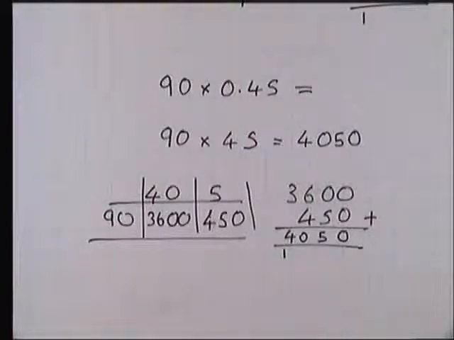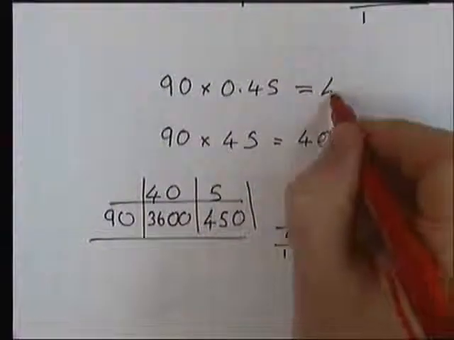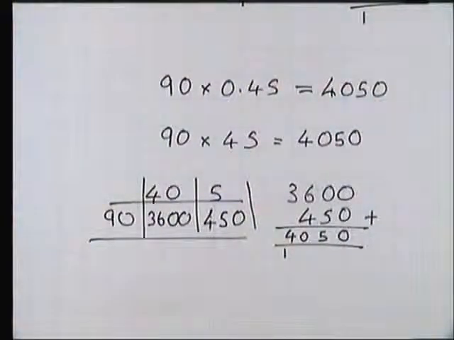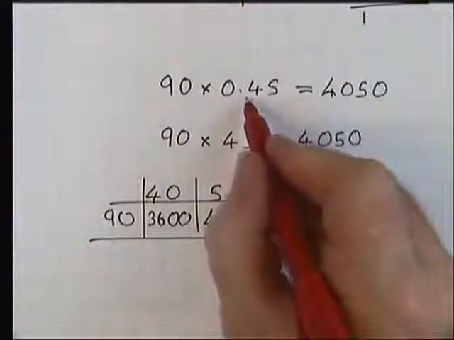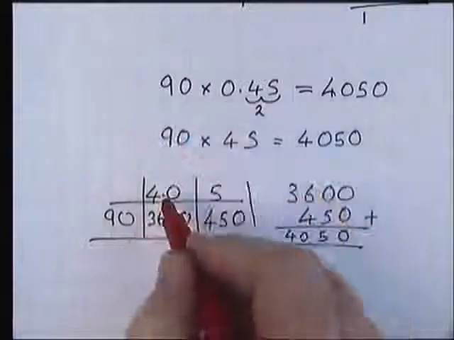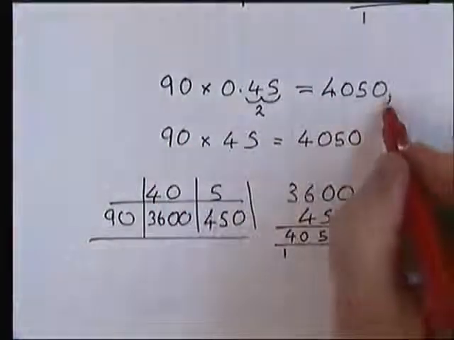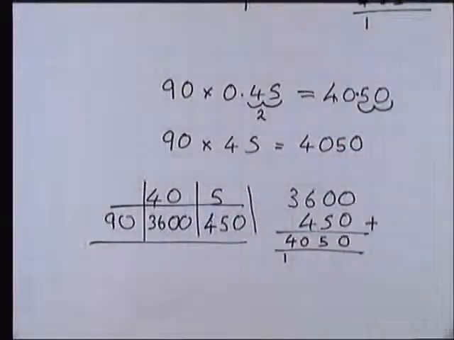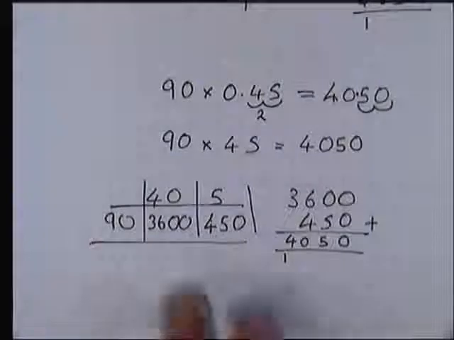4050. So we can write that as an answer up here. Okay. Now, in our question, there are 2 decimal places. There's no decimal places here, so we have to have 2 decimal places in our answer. 1, 2. So the answer is 40.50 or 40.5.